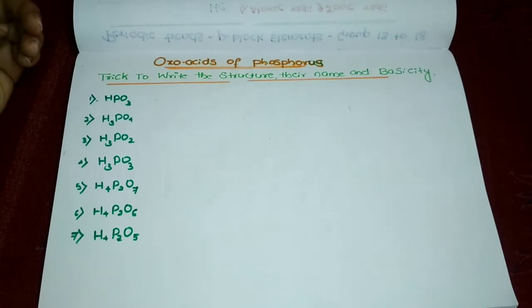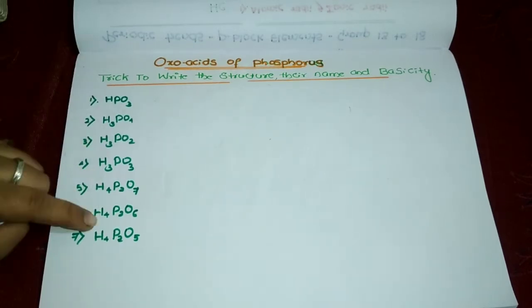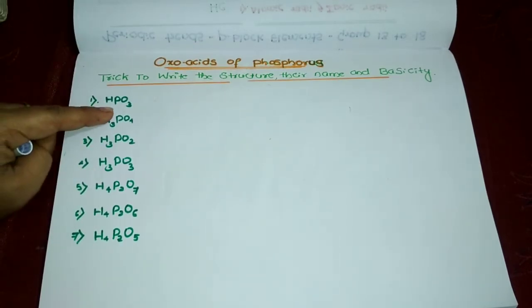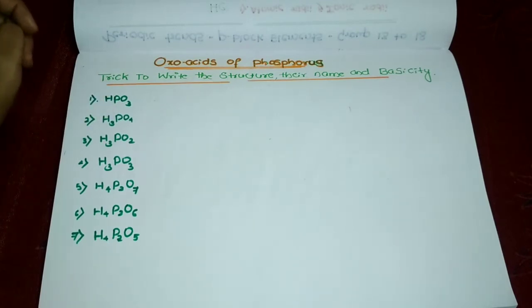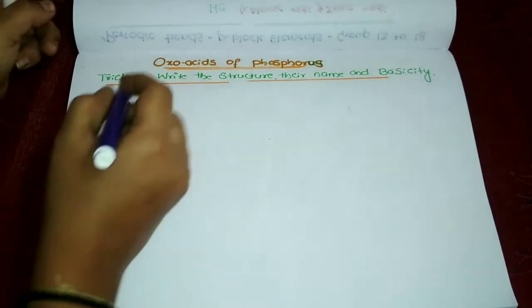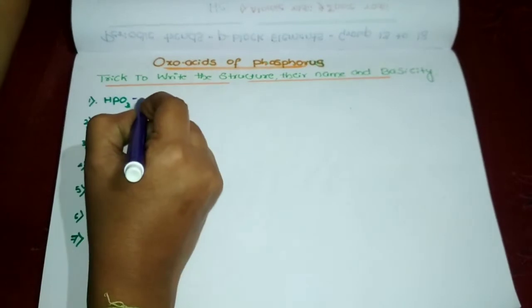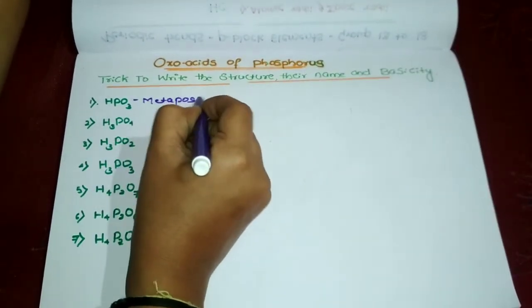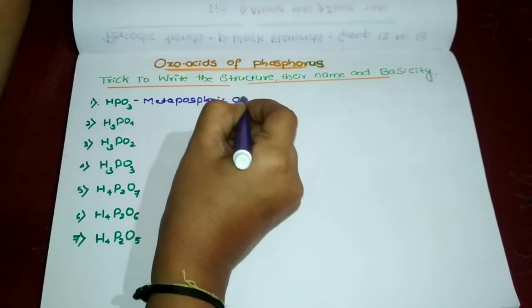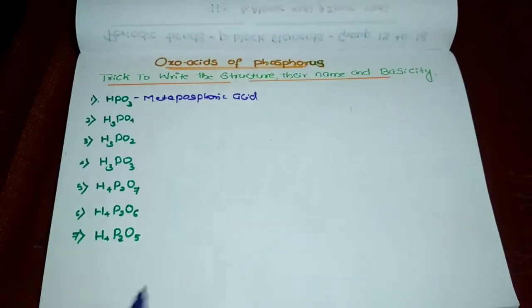Before going to practice the preparation here, let us discuss the structure and the name first. The first I have written is HPO3. HPO3 is well known as metaphosphoric acid. I am going to write the name as well. We are going to call it what, dear students? Metaphosphoric acid. Very important.